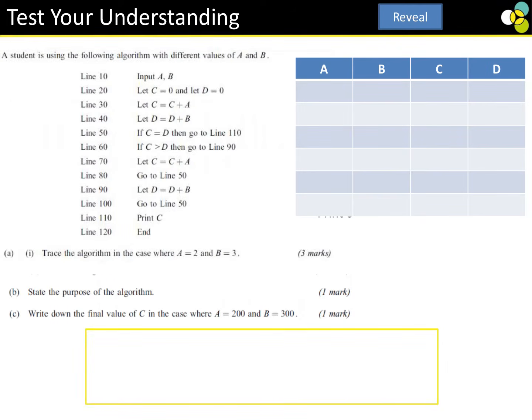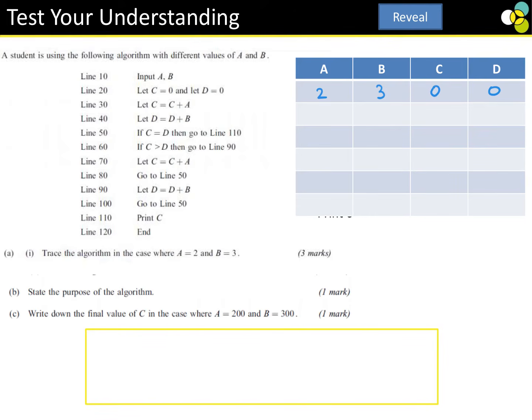Okay, here is a typical exam question. This exam question is worth 5 marks. Off you go. Okay, so input A and B. Now I'm going to input it all, and it says 2 and 3. I'm just going to use the small lines that I have. Let C equal 0 and D equal 0.